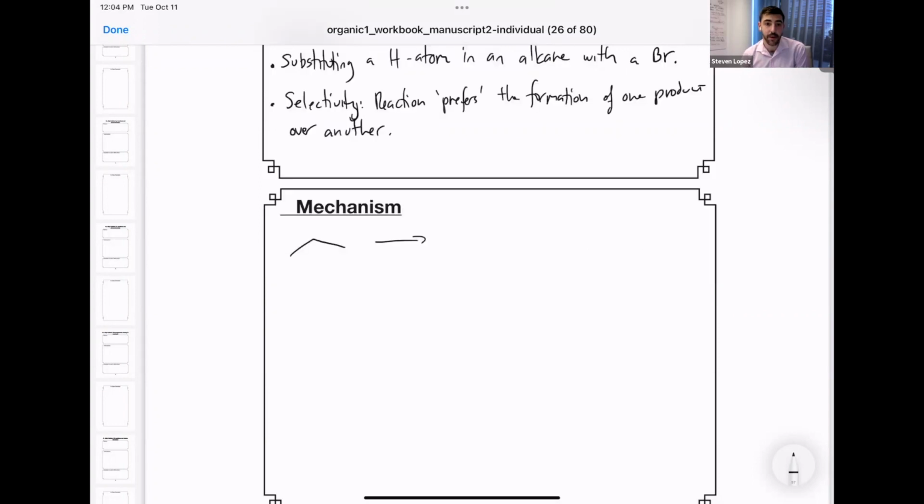If you react propane with bromine, light, and heat, these are the two symbols for light and heat: h nu for light and delta for heat. You can arrive at two different products: bromination at the 2 position or bromination at the 1 position. Bromination at the 2 position is 97% of the product mixture, and bromination at the 1 position is just 3% of this reaction product mixture.